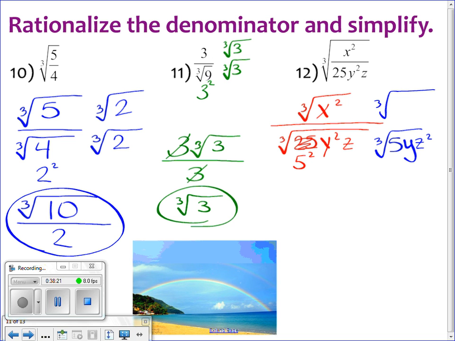So I have to multiply top and bottom by 5yz squared. Yeah, you're just going through every piece on the bottom. I make sure you have 3 of all of them. So what does that give me on the bottom then?